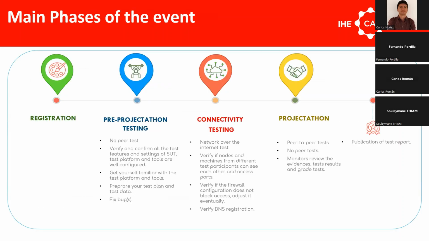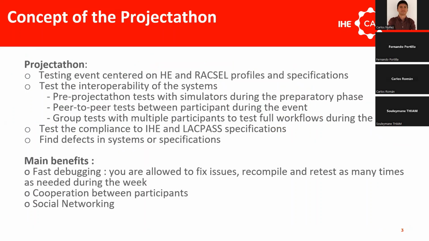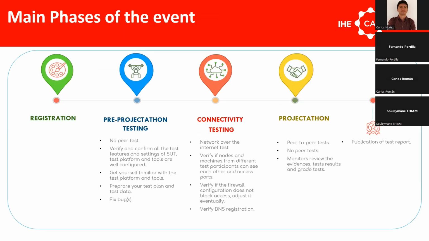So, but before, in my previous slide, I explained to you the main benefit. I explained to you also the three types of testing. But before going into the testing, we request you first to perform your registration. Because for the registration, we'll be able to know which country you are coming from, which system you are testing, which profile you are testing, and based on that information, Gazelle will deliver you a test plan. So that's the second stage.